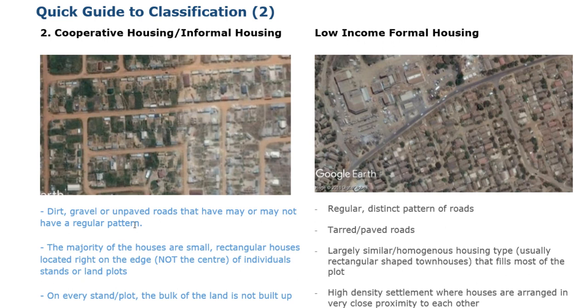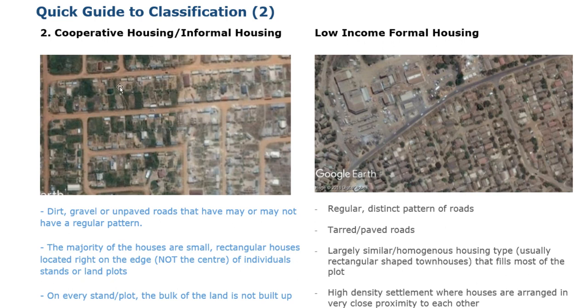In terms of the roads, in the informal housing or cooperative housing area, they are made of dirt or gravel. In other words, they are usually unpaved, and they may or may not have a regular pattern. The majority of the houses here are small rectangular houses, which you can see here, located right on the edge of the individual plot or land. This is because these people have not yet been given the go-ahead to build proper houses that occupy the entire stand or the entire individual plot.